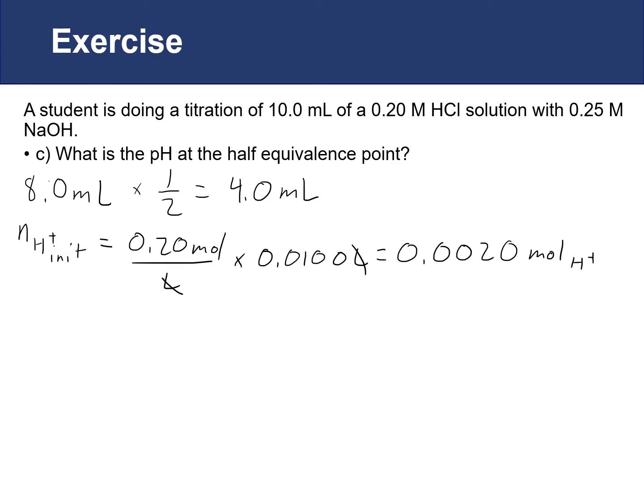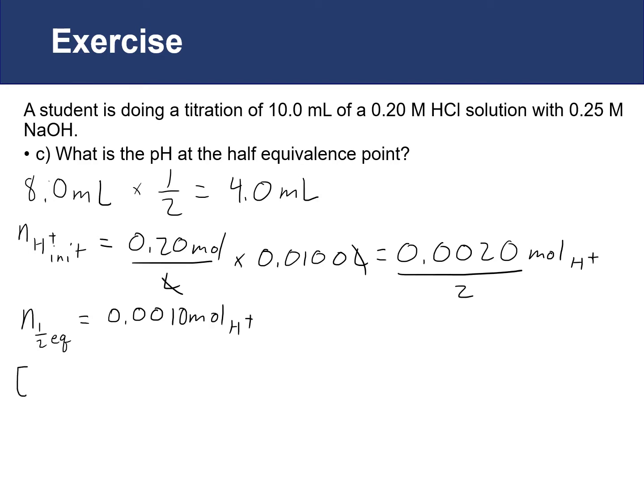That's the initial amount that we have. The half equivalence point is 1/2 of that value. We've essentially neutralized half of it. So the number of moles of H plus at our half equivalence point would be 1/2 of this value. We could take this divided by 2, and that would give us 0.0010 moles of H plus.